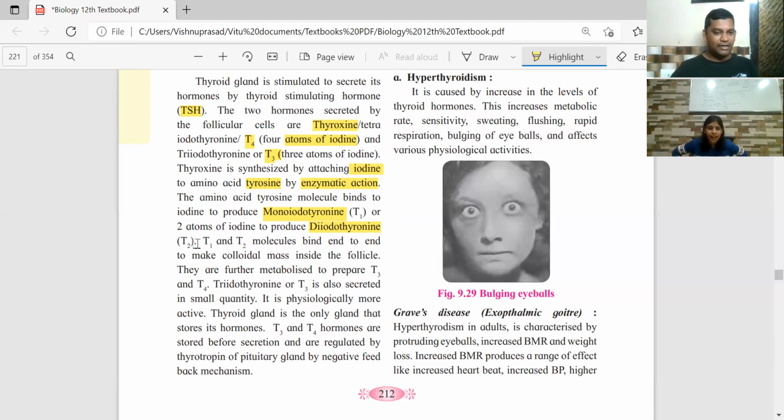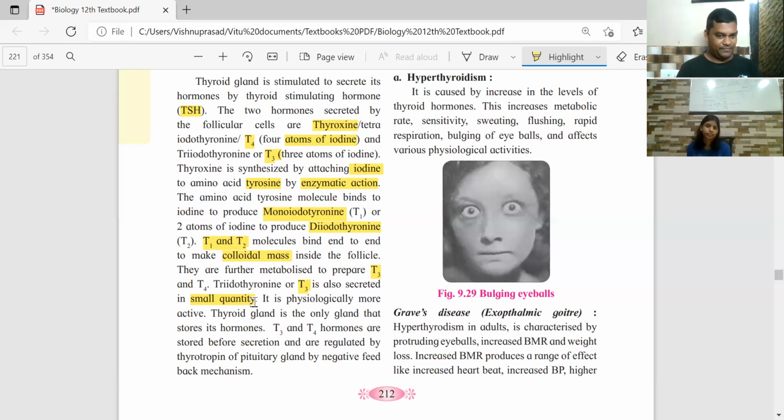Then the T1 and T2 will bind together to form the colloidal mass in the follicles. This becomes the base for the formation of T3 and T4. The T3 is secreted in small quantity, not much. Why are they produced in small quantity? Because even a small quantity is enough, as they are very active ones.